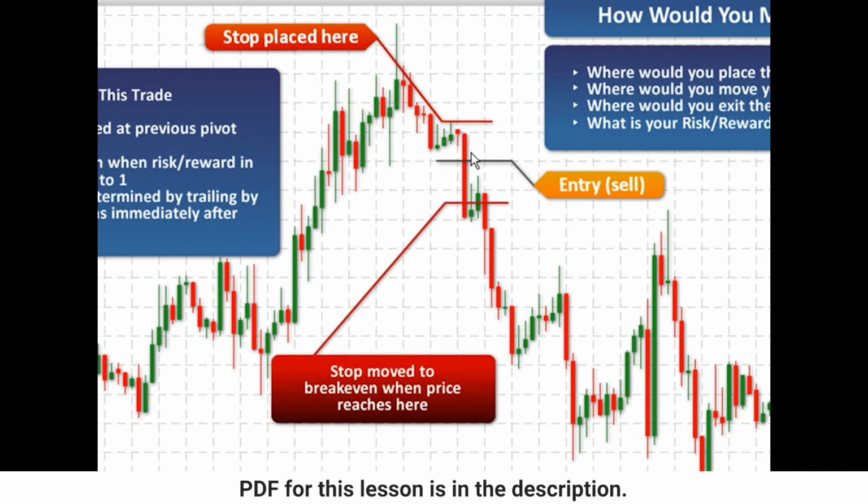So the distance between the entry and the stop is the same as the distance between the entry and the break-even point, because it's a 1-to-1 risk reward. So when price reaches this area here, we would move our stop from the original place down to the entry price.